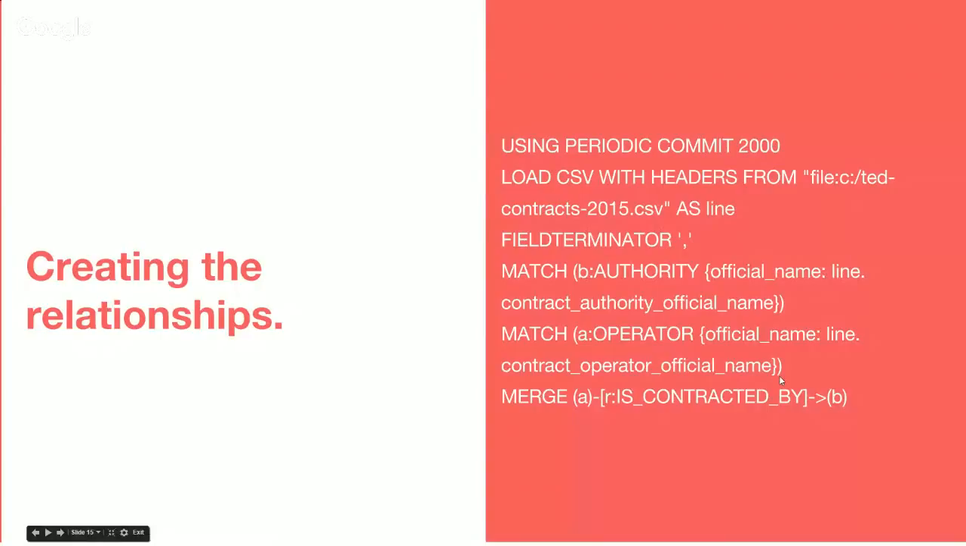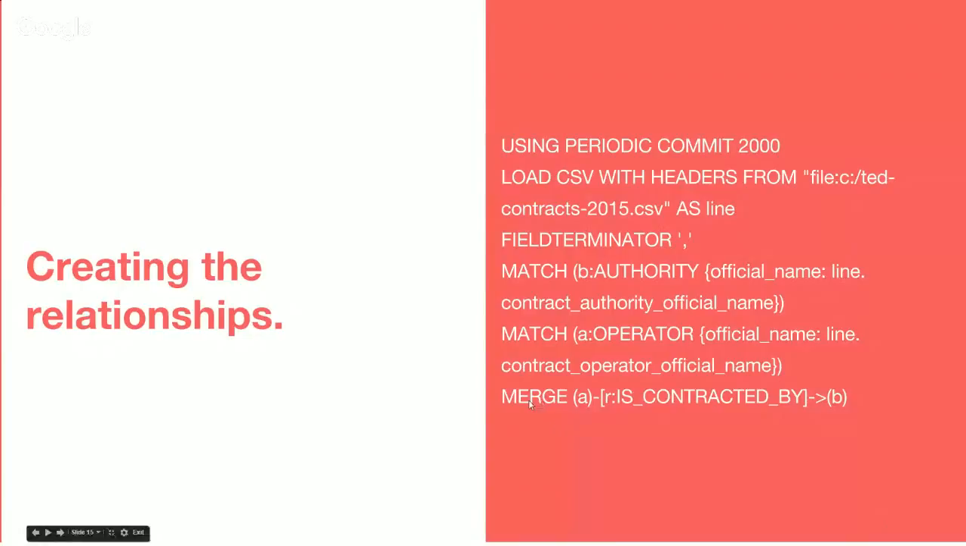So let's say that line 1 has Acme Corporation and, let's say, Microsoft. So the contract authority official name is Acme Corporation. With that command, we are going to try to identify that authority, which is already in the database. Then we are going to try to identify the contract operator official name, which is Microsoft, and match it to an existing node within our database. And finally, when we have identified these two nodes, we are ready to create relationships between them.